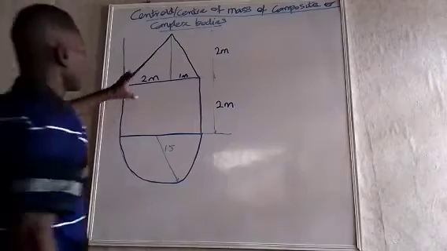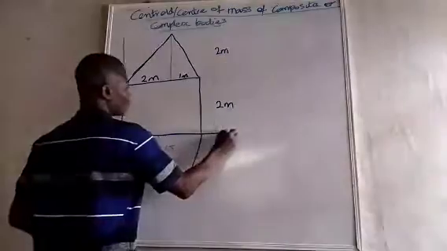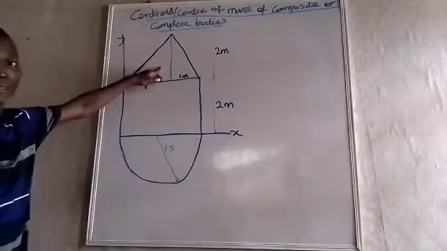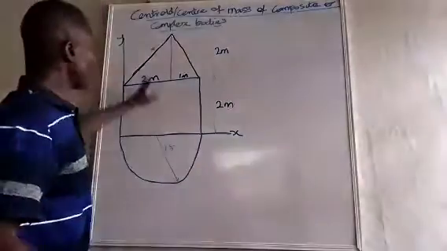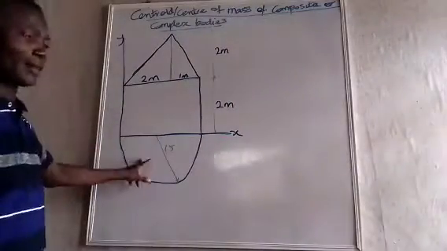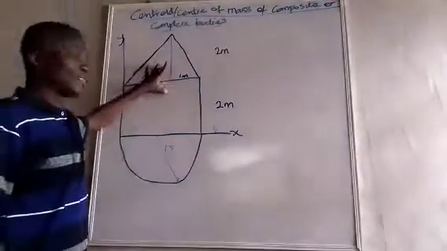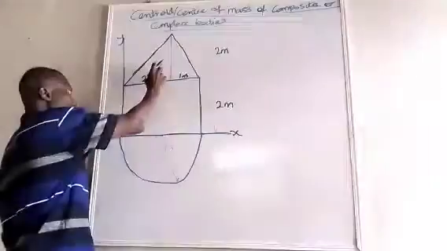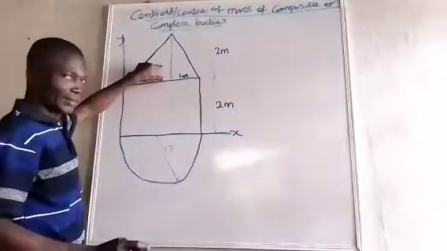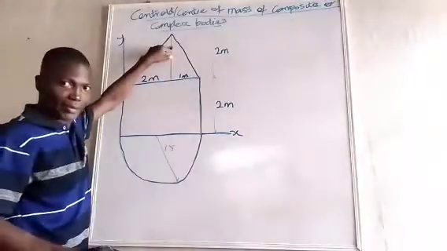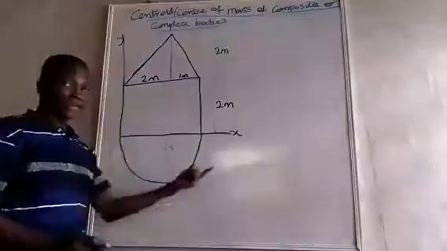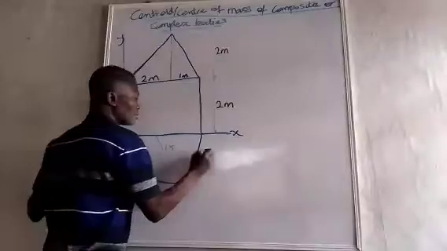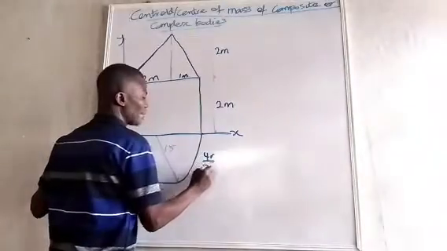Now look at this composite body on the board. We are asked to find the centroid of the whole shape. It's composed of a triangle, rectangle, and semicircle. For all of this, there is a way of getting each centroid. For the triangle, the centroid from the base is 1/3 of the height. For the semicircle, the centroid from the diameter is 4r over 3 pi.